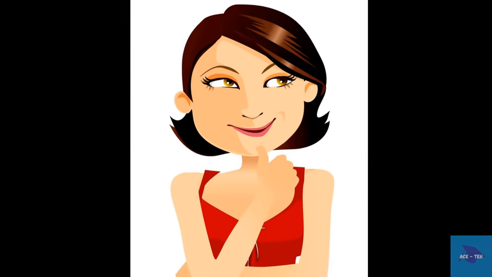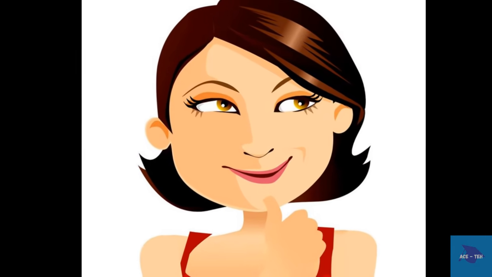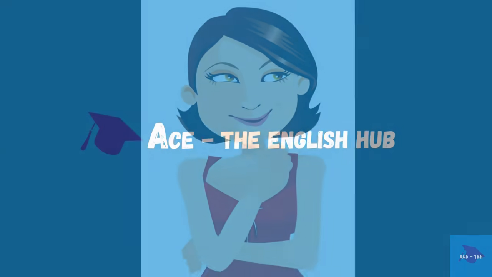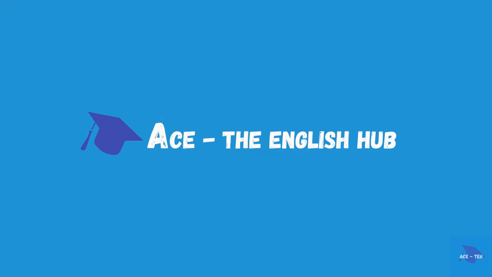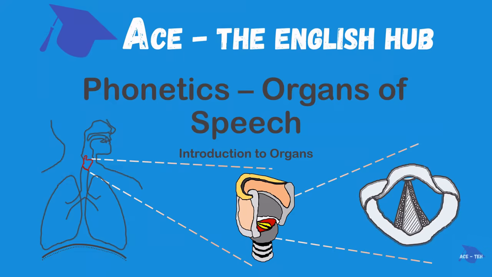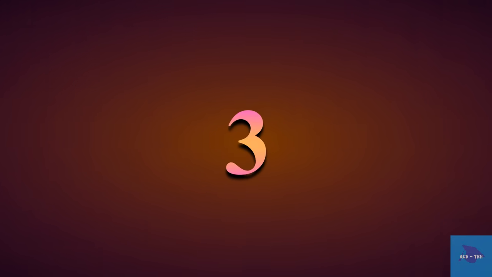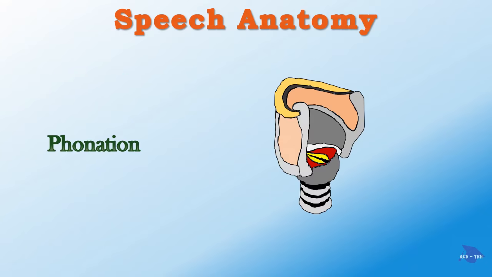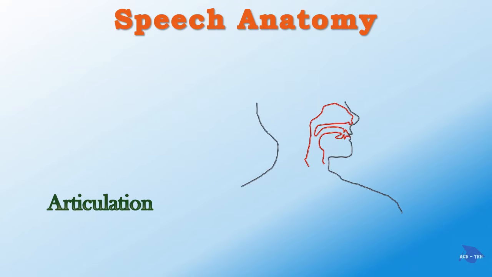Have you ever thought about how you speak or what happens in your body when you're speaking? Today, in Ace the English Hub, we are going to see the organs in your body that are associated with the production of speech. Remember that there are three central mechanisms responsible for the production of speech. They are respiration, phonation, and articulation. Let's see them one by one.